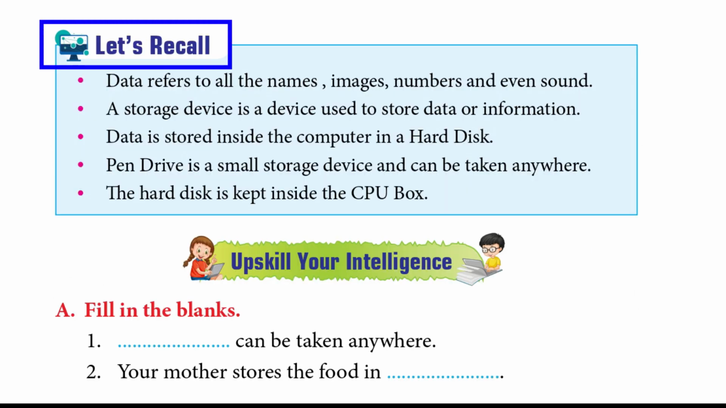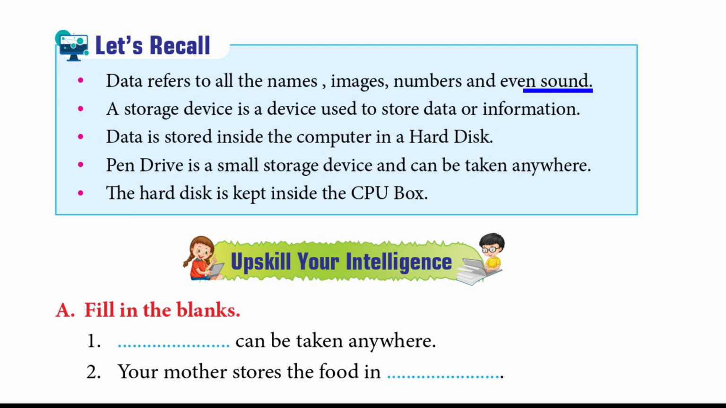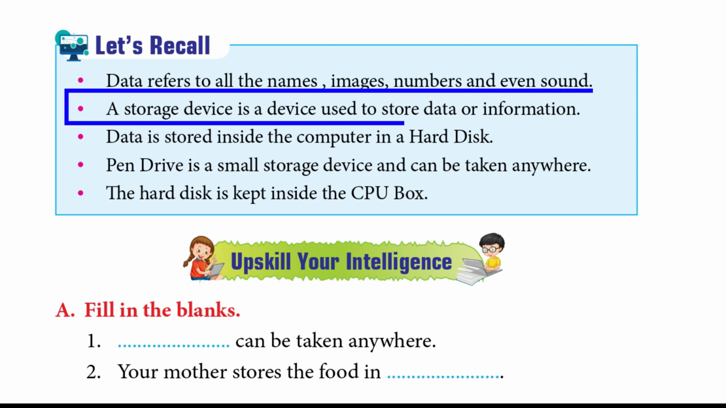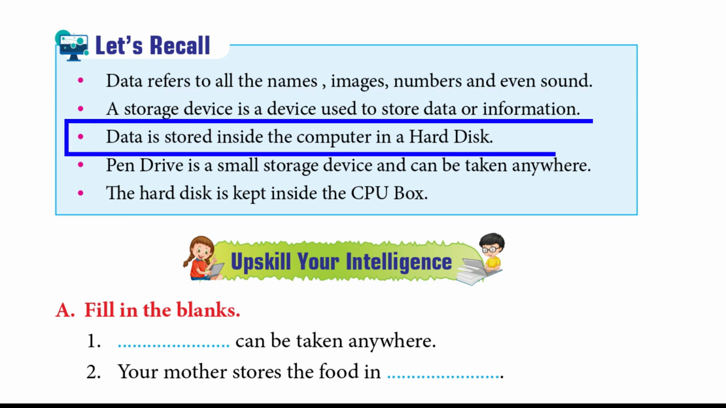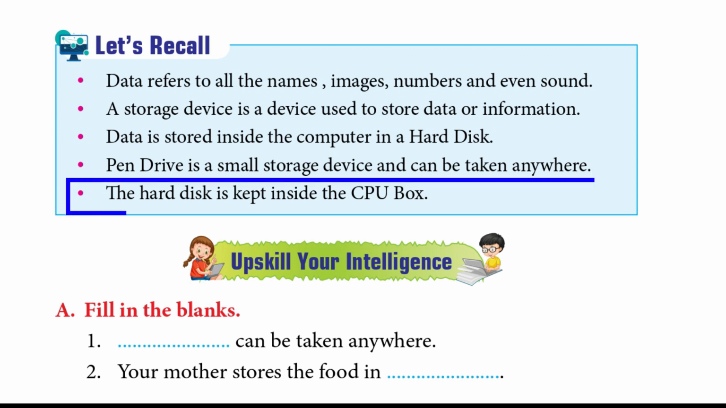Let's recall. 1. Data refers to all the names, images, numbers and even sound. 2. A storage device is a device used to store data or information. 3. Data is stored inside the computer in a hard disk. 4. Pen drive is a small storage device and can be taken anywhere. 5. The hard disk is kept inside the CPU box.